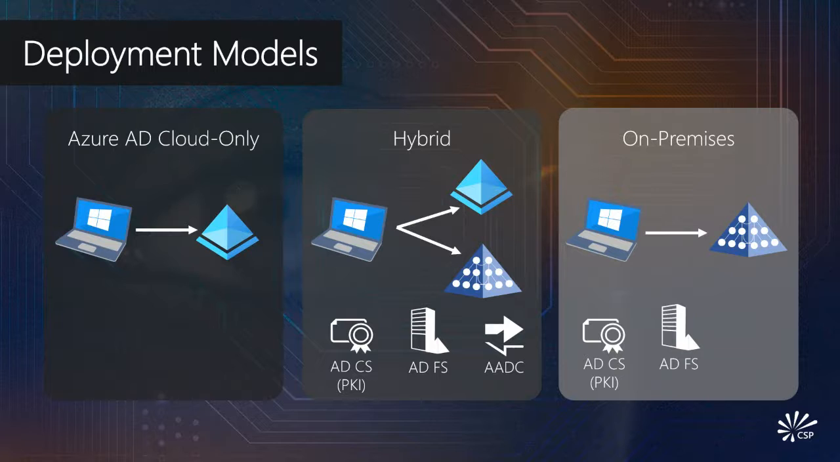When we first start looking at deploying Windows Hello for Business, there are three different deployment models that we can consider. The first is cloud only, and this assumes that you don't have any resources on premises. Everything is in the cloud. You're not authenticating to anything on-prem.